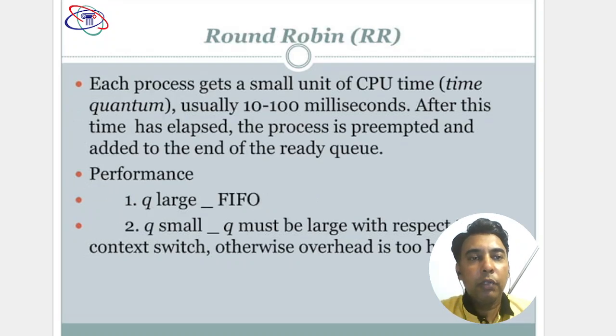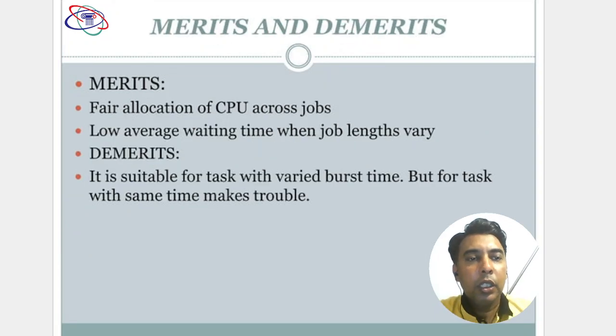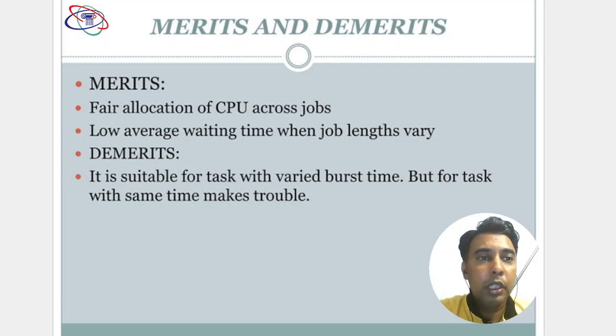The next algorithm we can discuss here is round robin. In round robin, it executes each process for a fixed time slice, also known as the time quantum, and then moves to the next process in a circular queue. The biggest advantage of the round robin algorithm is that it provides a fair allocation of the CPU for all the processes. It has a low average waiting time when the job lengths vary.